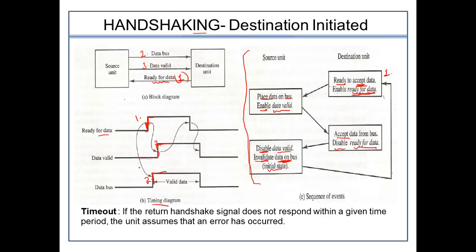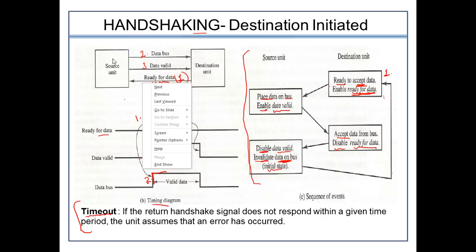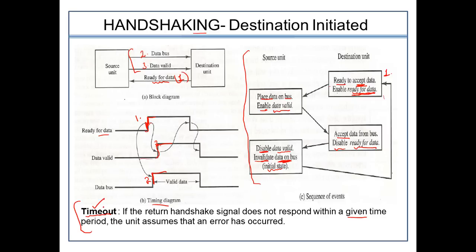In certain cases, a timeout might arise. Like the destination is saying, I am ready to accept the data, but the source is not responding back. So there would be a given time. If in that given time the source is not responding back to the destination, then we say a timeout is generated.